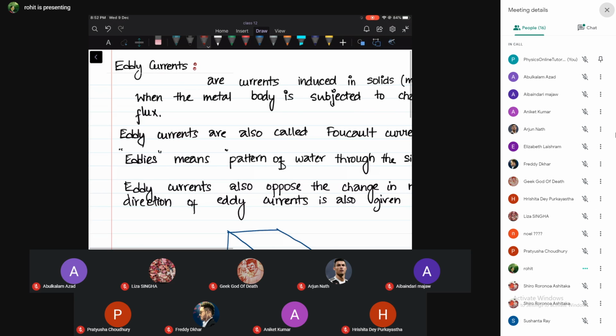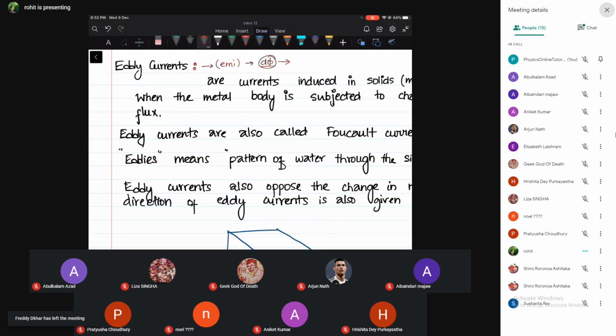See, eddy currents is also a result of electromagnetic induction. That means you change the flux. The change of flux will produce induced EMF, and of course we'll get induced current. This is the same process, but we have a different name for it. It is called eddy currents.